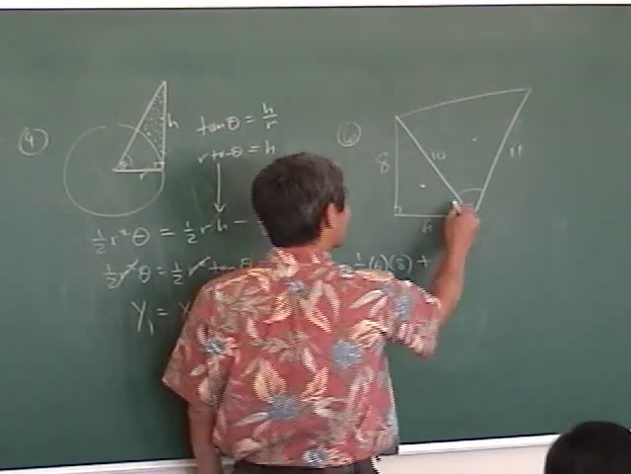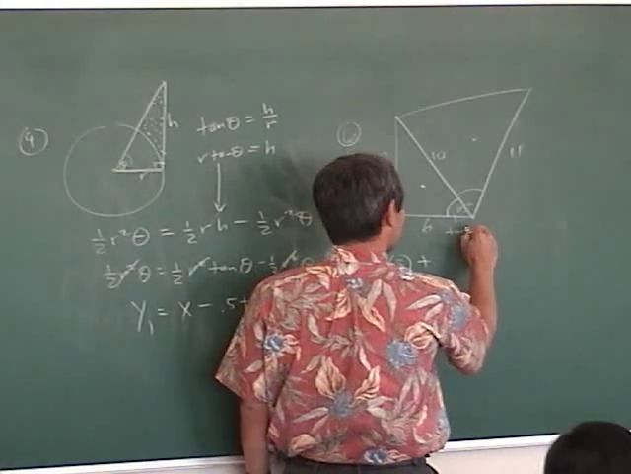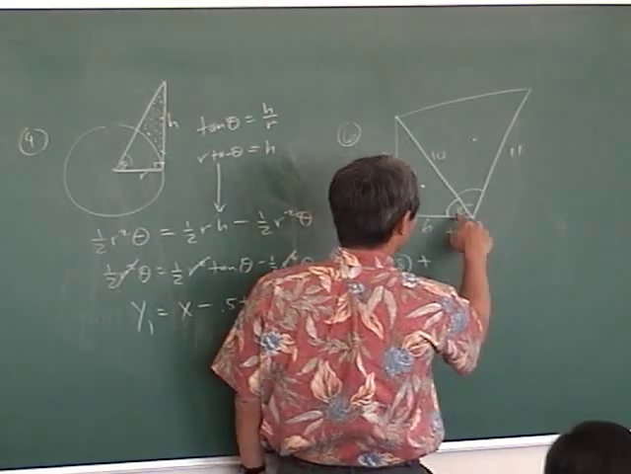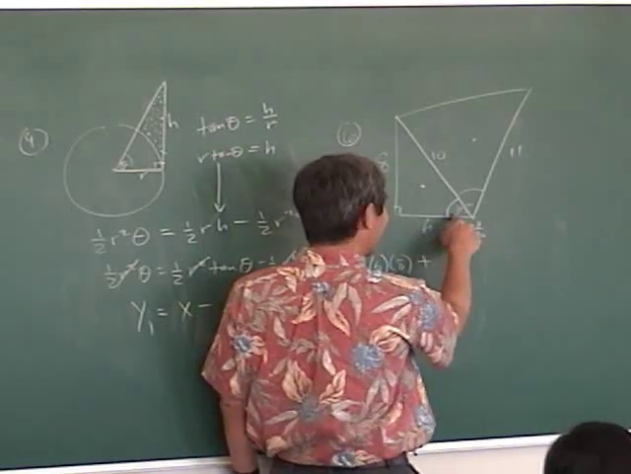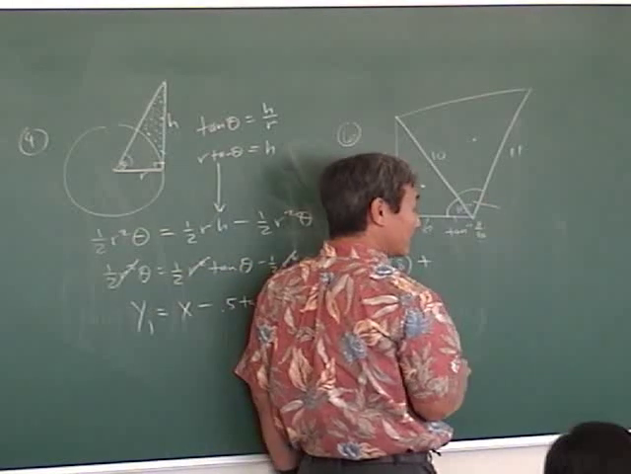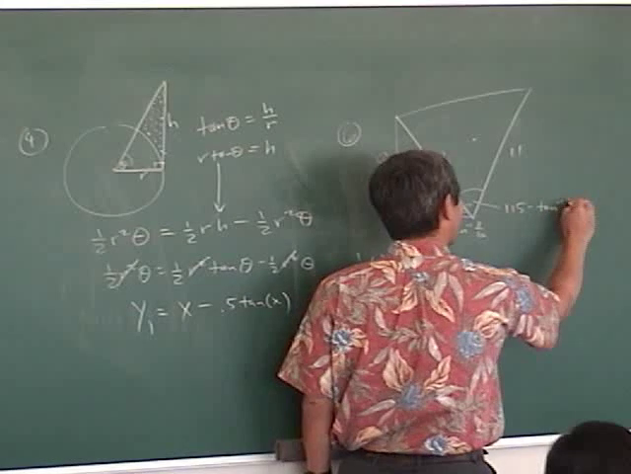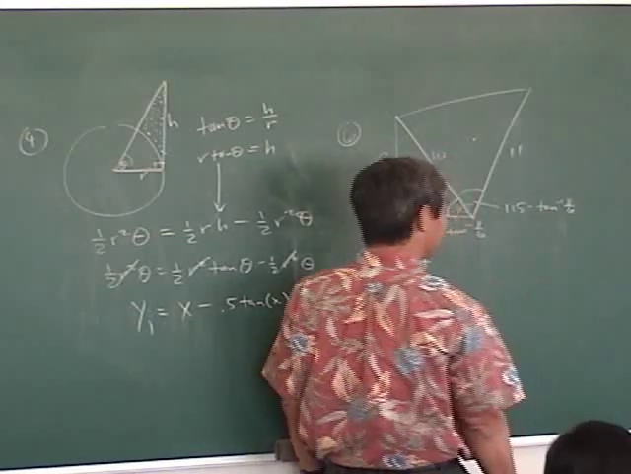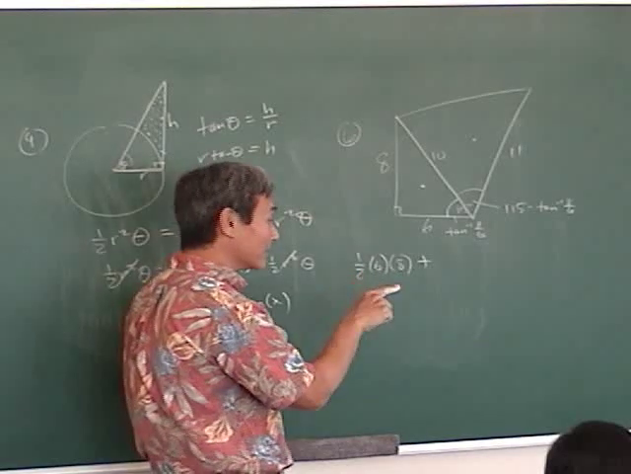Yes! Because what's this angle here? Tan inverse 8/6, right? This is a right triangle, so opposite over adjacent. This angle is tan inverse 8/6. So therefore, this angle here has to be 115 minus tan inverse 8/6. And that's degrees now. So you got to put your calculator in degree mode now.